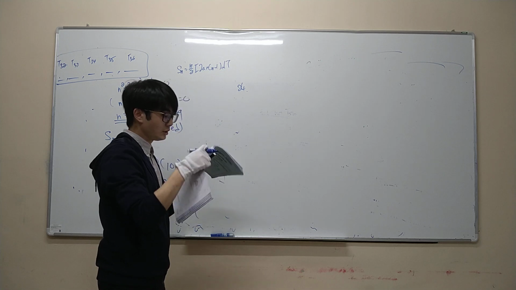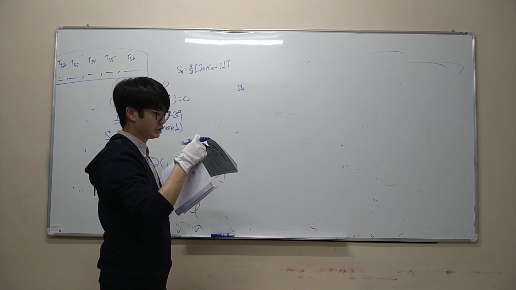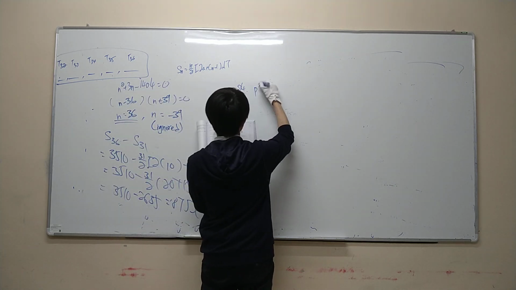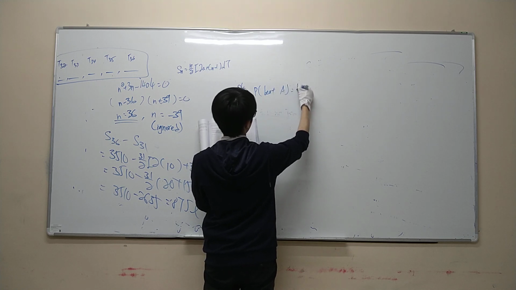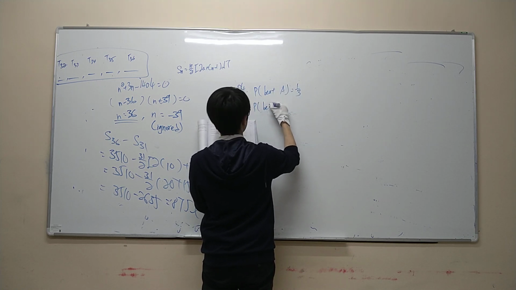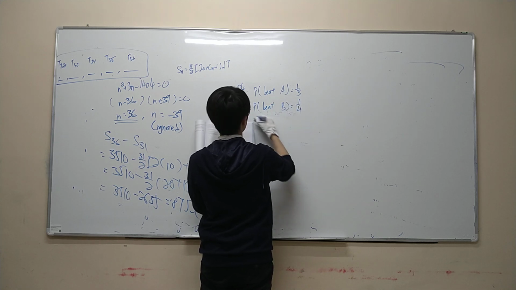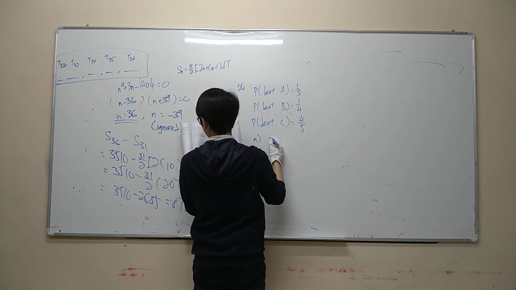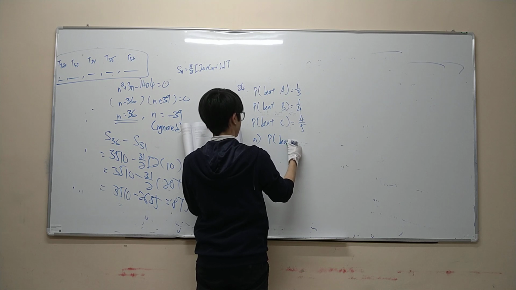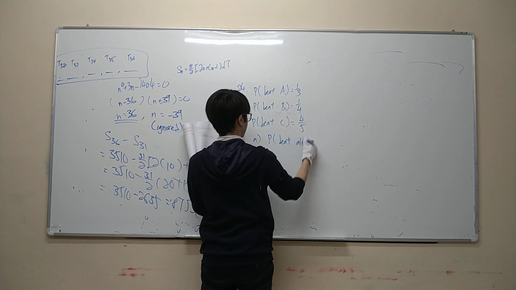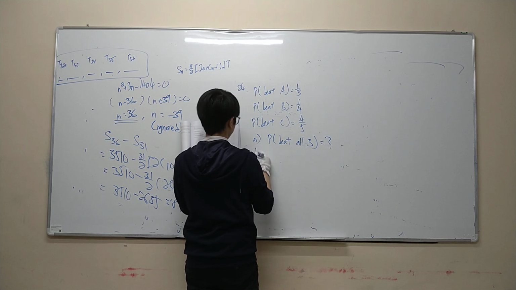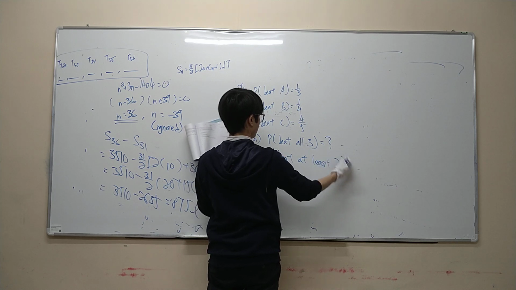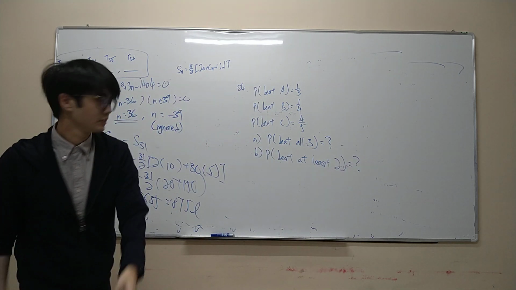Okay, question 24. Natasha will play against A, B, and C in a badminton competition. The probabilities that she will beat A, B, and C are 1/3, 1/4, and 4/5. So, probability of beating A is 1/3, probability of beating B is 1/4, probability of beating C is 4/5. Part A: find the probability she beats all 3. Part B: find the probability she beats at least 2. Okay, this is the question.